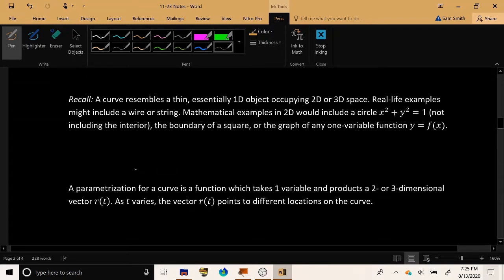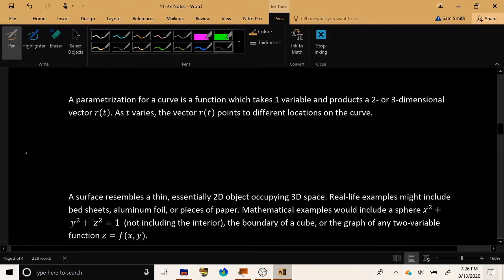We have these objects called curves, right? It was essentially a one-dimensional object that lived within two-dimensional or three-dimensional space, like a wire or a string, or mathematically, we might include a circle, not including the interior, but the boundary of a disk, or any kind of graph. These are all examples of curves.